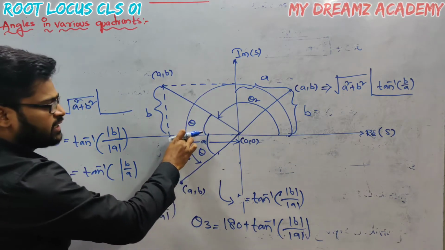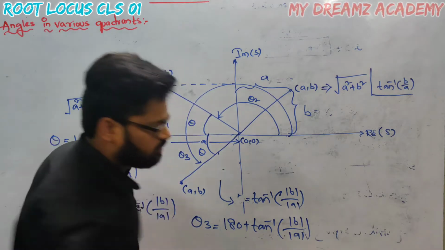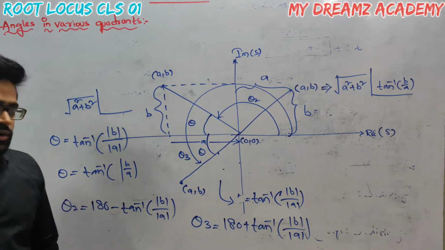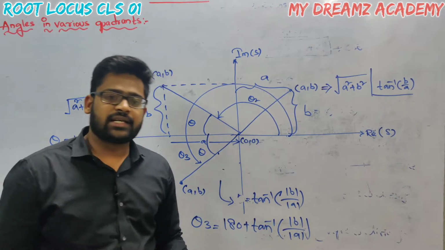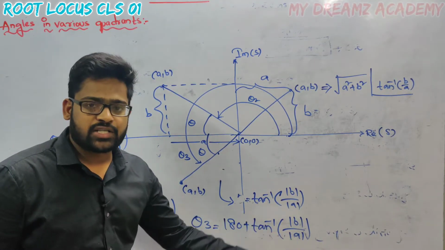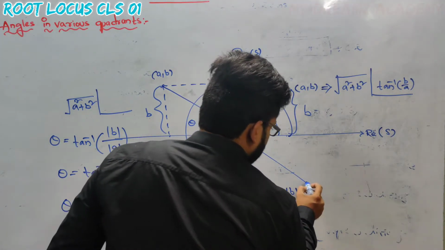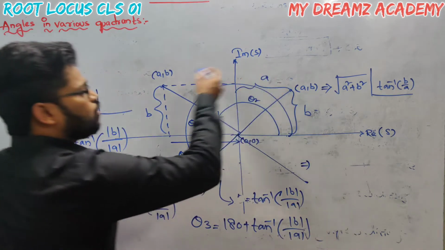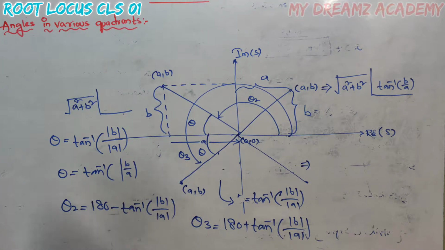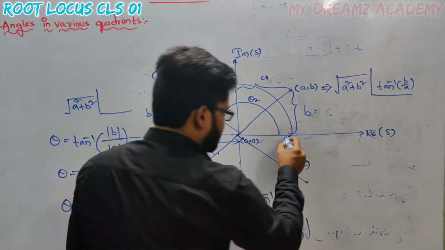Up to here 180 degrees, then we have angle theta, that is 180 plus tan inverse of magnitude of B by magnitude of A. The very important condition here is that we should not consider the negative sign or positive sign. Then, if a point is in the fourth quadrant, we have to write it like this. If we go in the anti-clockwise direction, the angle is positive. If we go in the clockwise direction, the angle is negative.